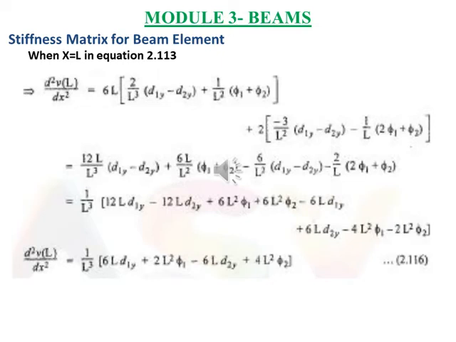So mathematically, if we are seeing, the main difference between a beam element and the bar element is the increased order of continuity.